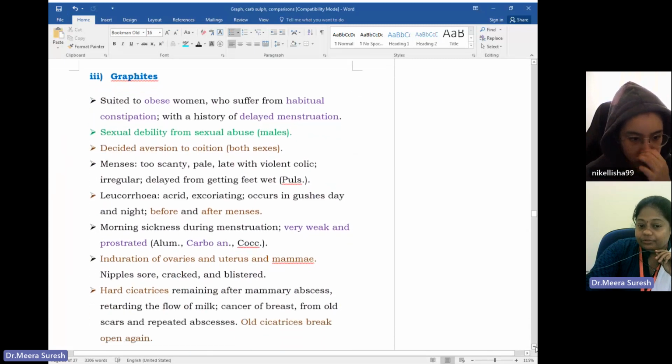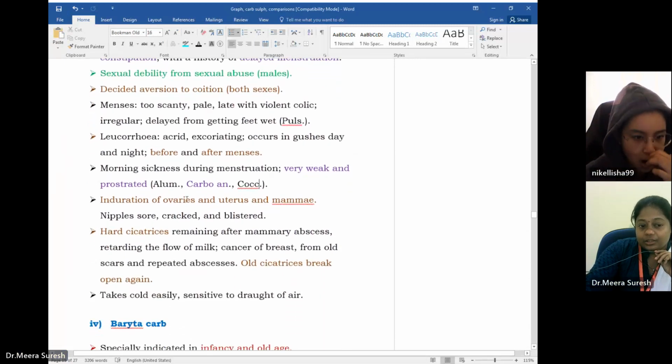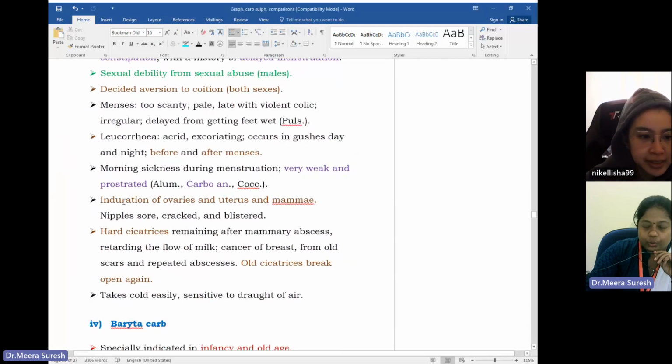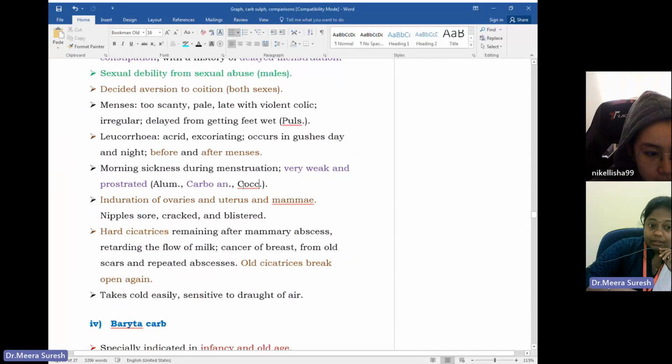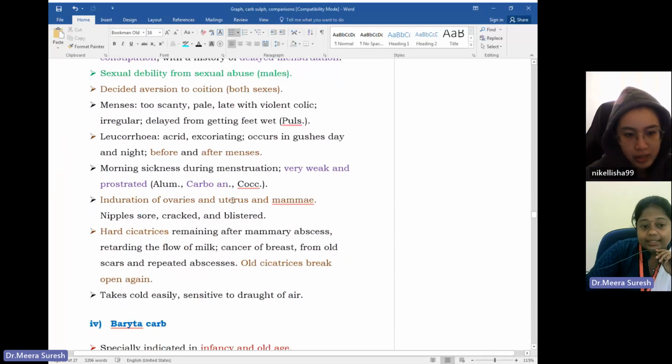Then graphitis can be given for the cancerous condition, the induration. Whenever we see the term induration, understand it is going towards cancer. So the ovarian cancer, the uterine cancer, or the breast cancer. Graphitis is a very good remedy, and we have seen that it is in the elderly people, and all these cancers are possible usually only after the 40s.